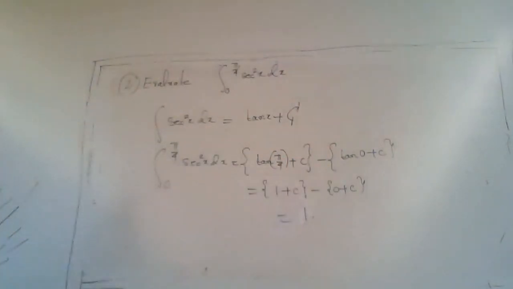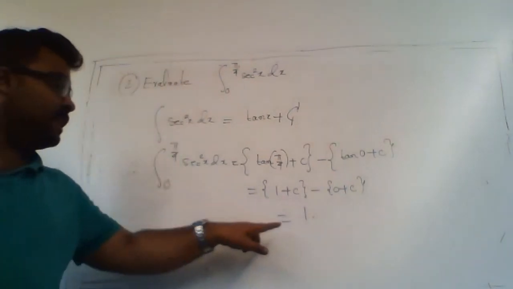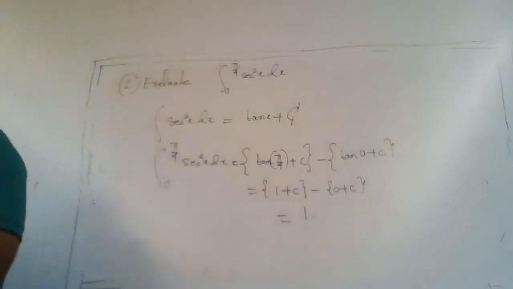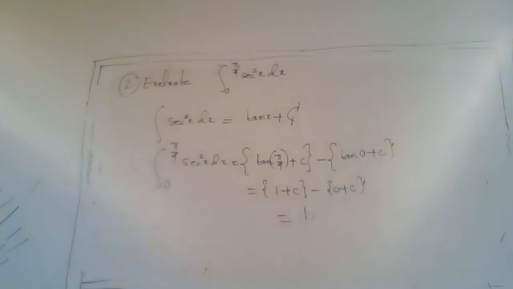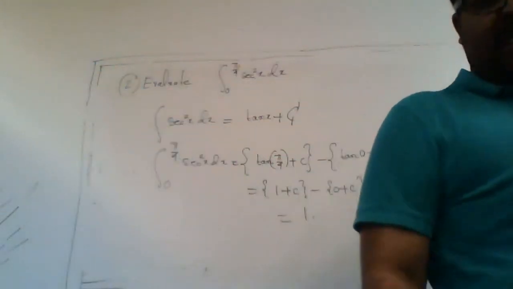The c gets cancelled. You will see that the c's will always get cancelled. So when you find a definite integral, in the final answer there will be no c, because the c's will always get cancelled. Okay, so now let's do the third problem.